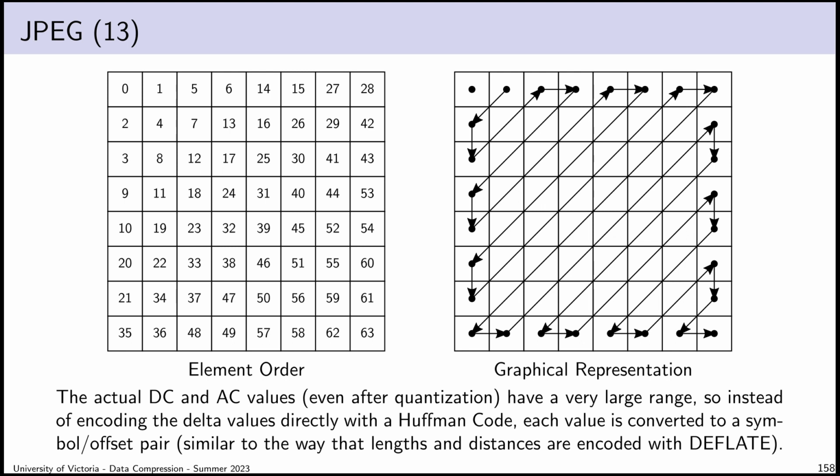Similar, think about the way that length or distance symbols are encoded with deflate. We have one symbol that is encoded with the Huffman code, followed by an offset that's used just to put you numerically in the right range. And so I won't go further into that, but basically that's what's done. We encode the delta values using pairs of symbols and offsets.